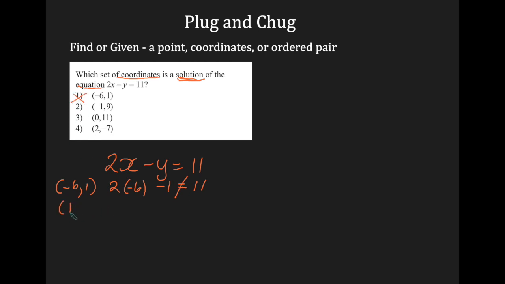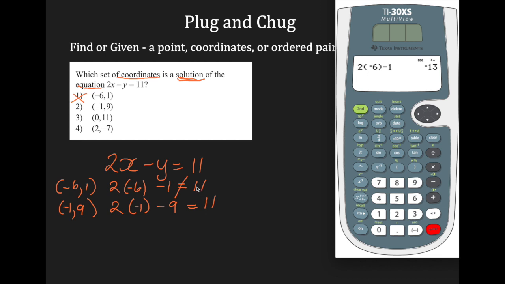Okay, let's try negative 1 comma 9. So I have 2, I'm going to replace the x by negative 1, and I'm going to take away 9, hoping to get 11. Notice this is how you use your calculator when you're on the TASC test. So always write your equation, do your substitution, and then from there just plug into the calculator. Notice I'm not clearing my screen as well.